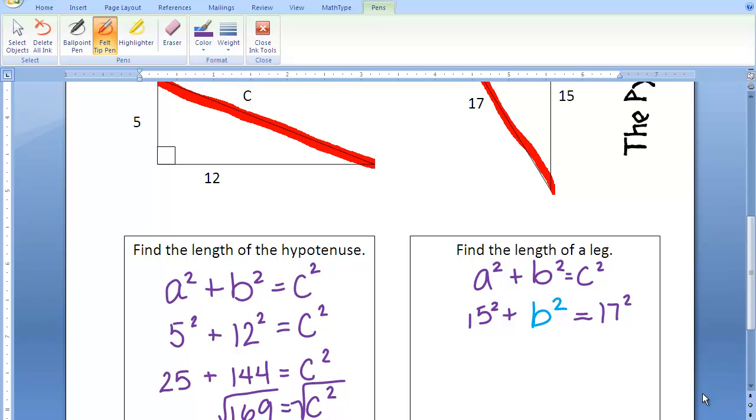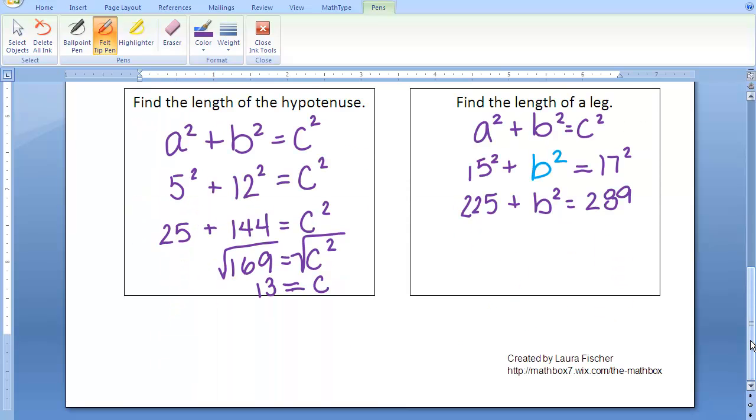15 squared is 225 plus b squared equals 289. You want to get these square numbers memorized. They come up often enough, probably up to 15 can really come in handy.